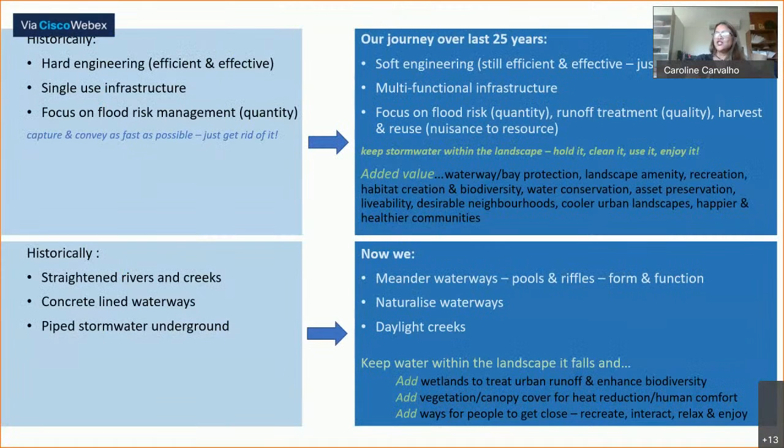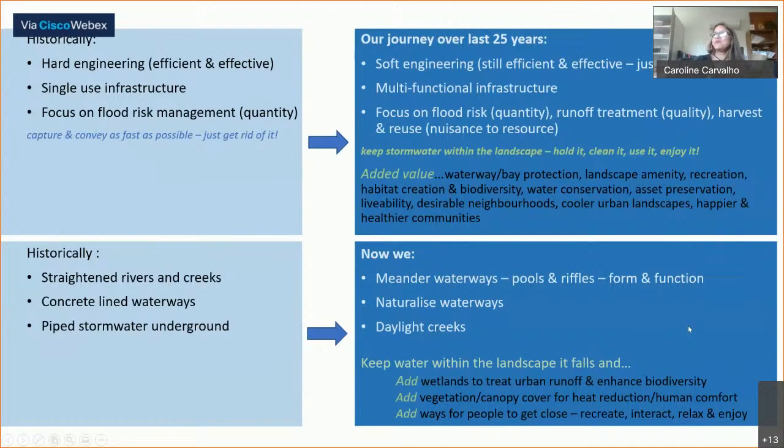So historically, we hard engineered most of what we had to deal with in terms of stormwater management. The idea back then, in the 1970s, was trunk drainage. We needed to capture and convey and move that stormwater runoff away from private properties and people as fast as possible. Get rid of it quickly. We straightened waterways, we concrete lined waterways, and we piped waterways underground, never to be seen again, apparently, until 50 years on, and we've made a difference.